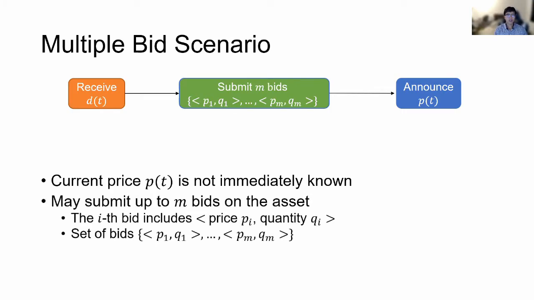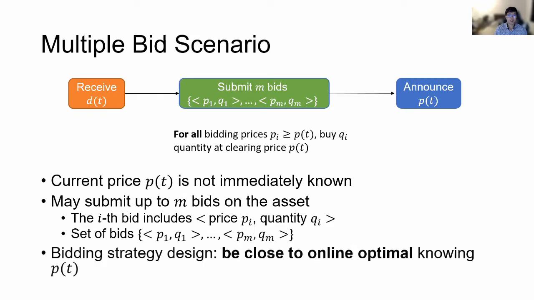Now, after all m bids have been submitted, the market price clears, and any bids with price P sub i greater than or equal to P of t will be accepted. Then the participant must buy the sum quantity of all the accepted bids. Since the bidding scenario has less information about P of t than the regular online scenario, the best possible bidding strategy cannot be better than the optimal online no-bidding strategy. However, we position our bidding strategy around the optimal online algorithm so that we can be as close as possible to the online optimal with some measured degree of error.